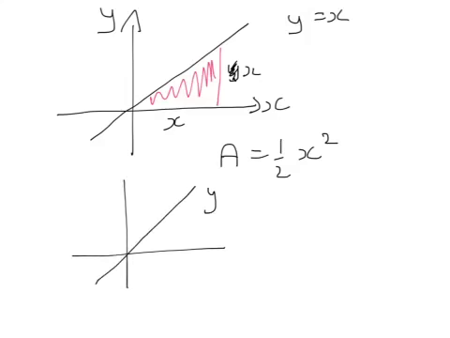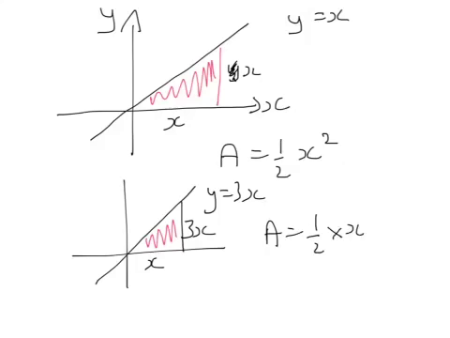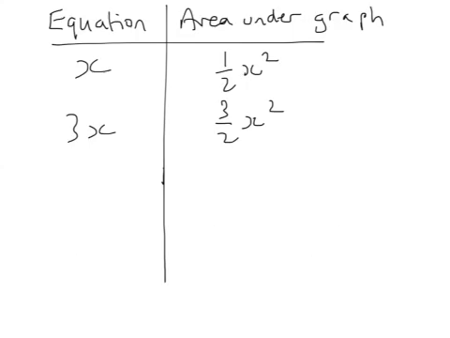Let's think about another graph. Let's think about y equals 3x, and that area here. If this length there is x and the height is 3x, the area is a half of x times 3x, which is 3 halves x squared. So we can put our results in a table.